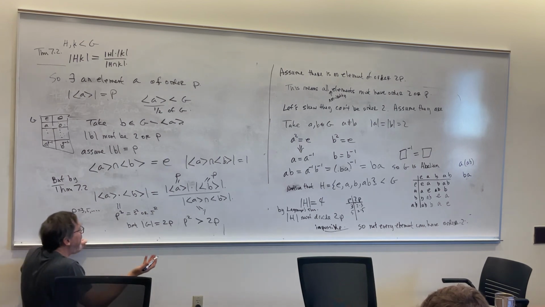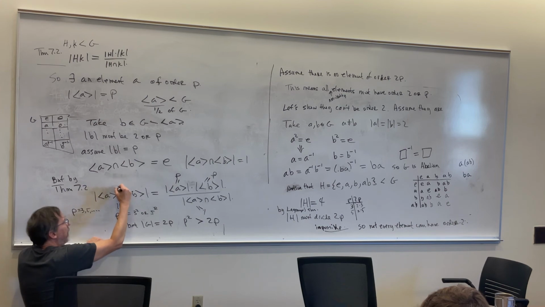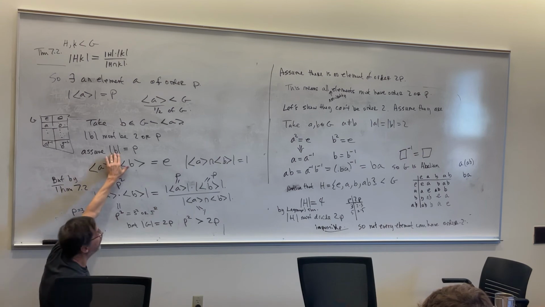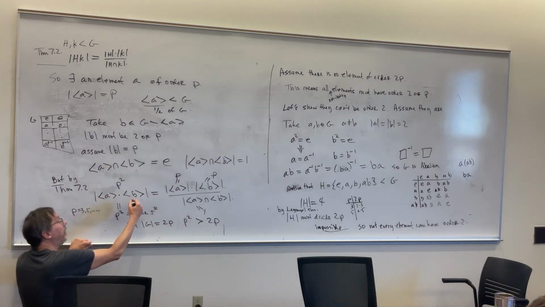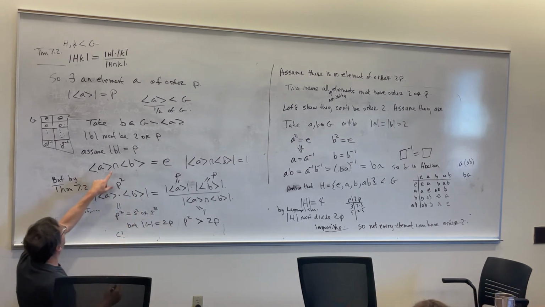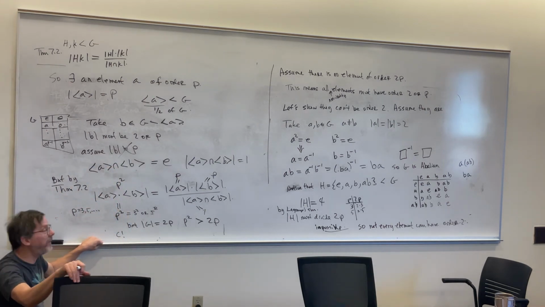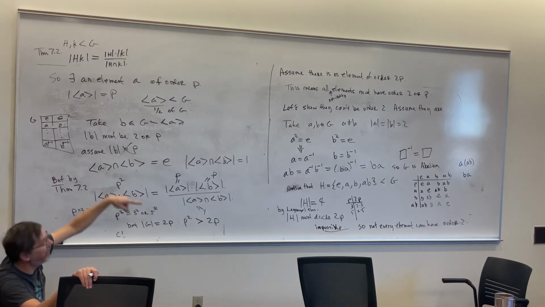Oh, yeah, so here's the contradiction. This thing has P squared different things in it. The order of these pairs of products, there's P squared of those. If our assumption was true, that would mean there's more stuff here than exists in G. So that's the contradiction. And that means that this can't be the case. So if I take an element outside of that original cyclic group, it has to have order 2.